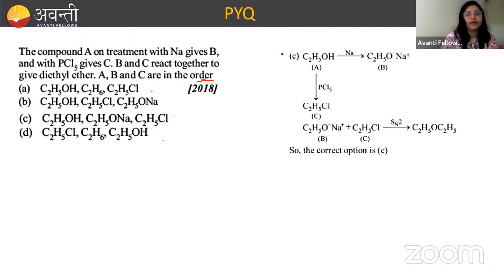Yeah, Ayushi, okay, I'm going to talk about this. So here what is happening? Alcohol is there, whose reaction with sodium gives this type of molecule. But when alcohol reacts with PCl5, we get the halide, right? So this is the B compound, and this is the C compound.